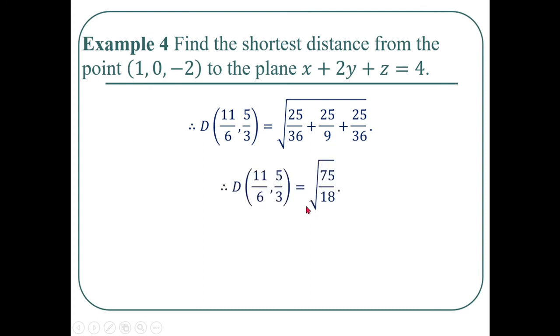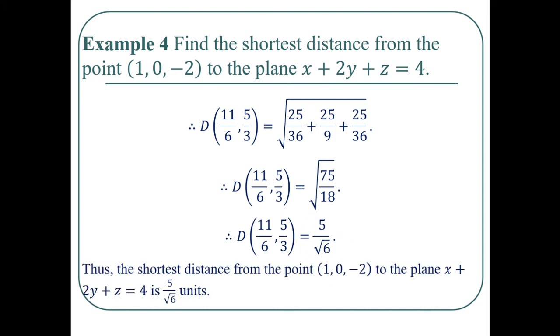So it will be the square root of 75/18, or you can call it 5 by root 6, because 75/18 can be simplified as 25/6, and the square root of 25 is 5, the square root of 6 is root 6. So this is the shortest distance of the point (1, 0, -2) to the plane x plus 2y plus z is equal to 4.